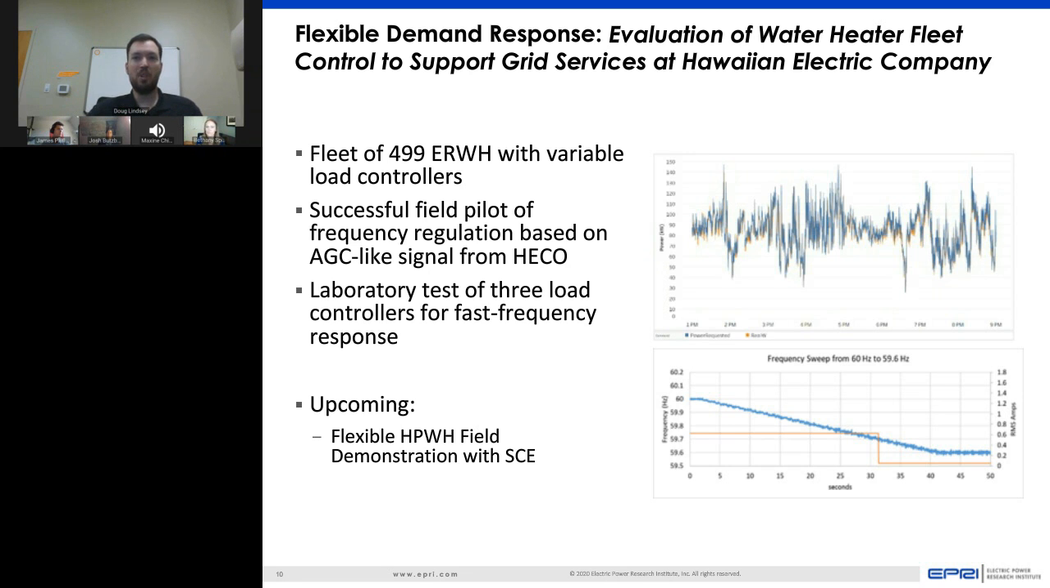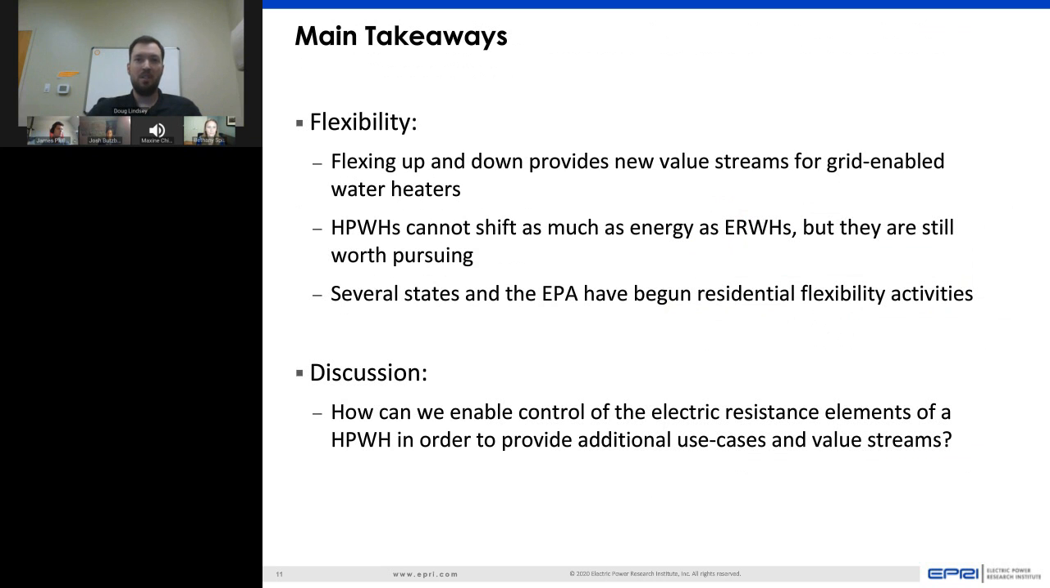So in summary, I just want to wrap up by saying, flexibility is about going up and down. And I think there's a lot of value to doing this. Utilities see a lot of value to this, and electric loads are going to need to be able to be flexible going forward as we move to an all, or as much as we can, a renewable grid.